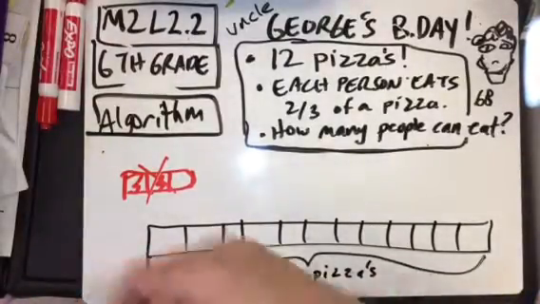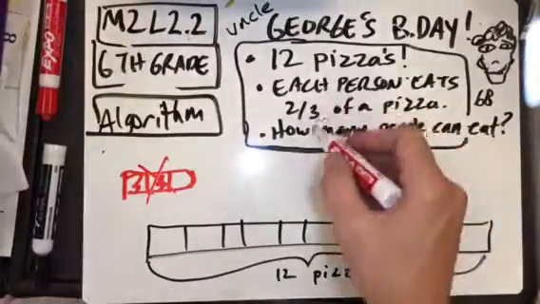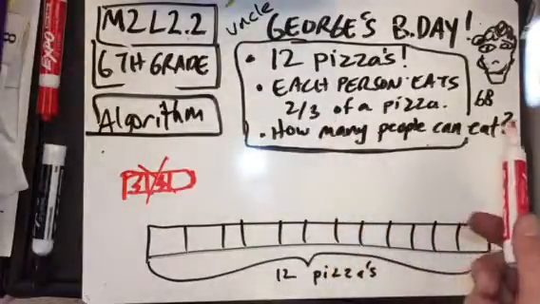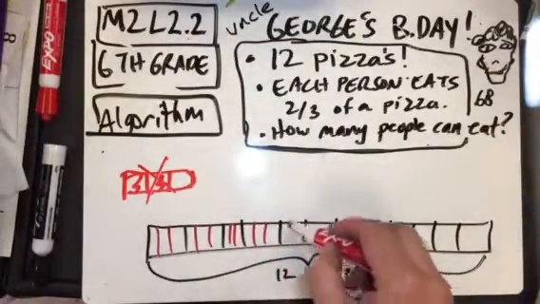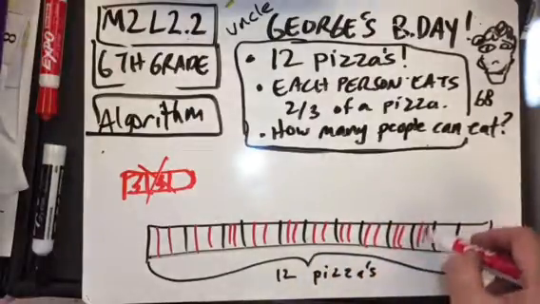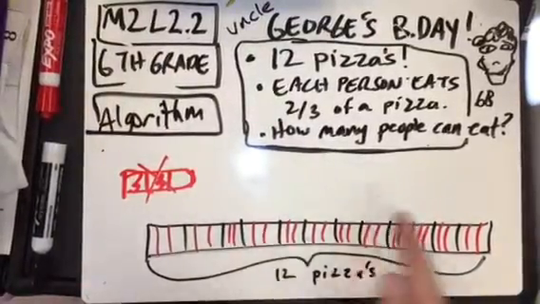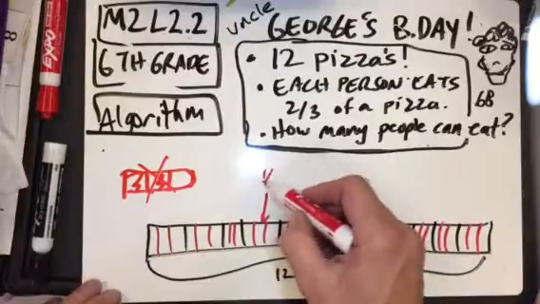Sound effects. No extra charge. And then we're going to cut each pizza up into thirds. Why thirds? Because each person gets 2/3. So let's cut the pizza into thirds. And then from there, we can figure out how many people. These are not even pizzas. Bad teacher. Okay, there we go. 12 pizzas, each cut up into thirds. So each one of these is a third.